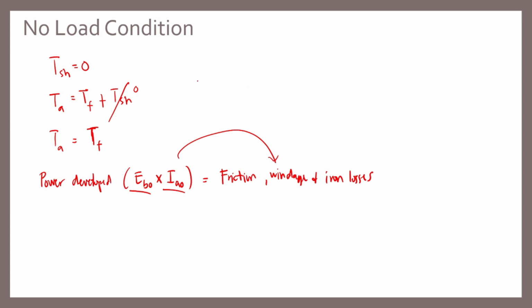So take note, in solving no load equations or no load condition, there should be a subscript O that represents the no load condition. So we can also say TA or the armature torque at no load, TA sub O, is just equal to TF or the loss torque. So if you multiply the back EMF and the armature current at no load, the answer is equal to the power losses: stray losses, friction, windage, and iron losses.